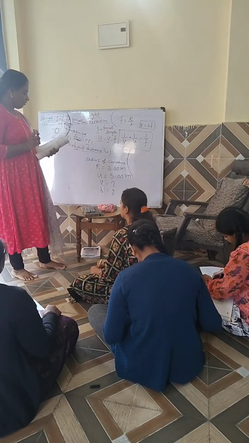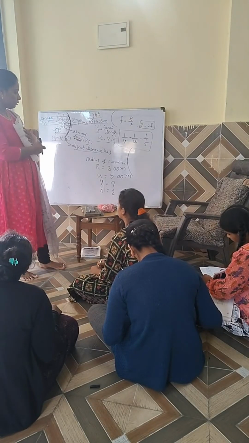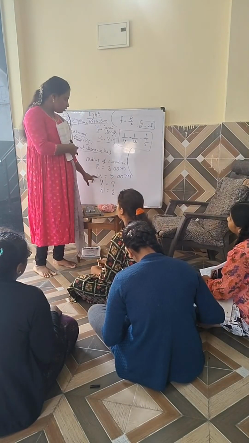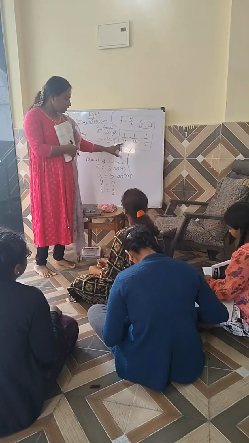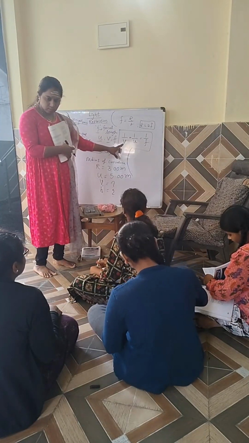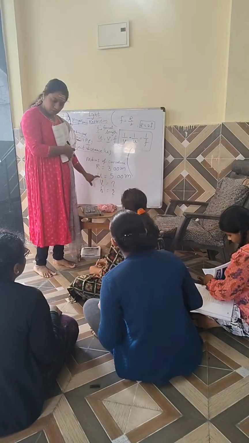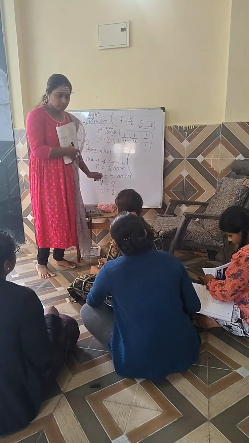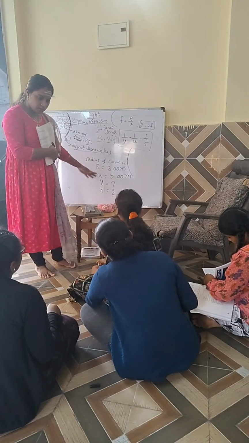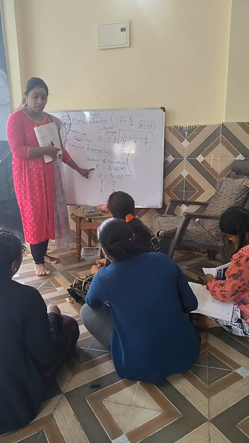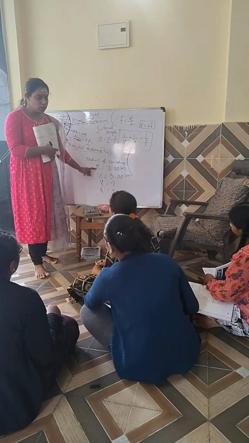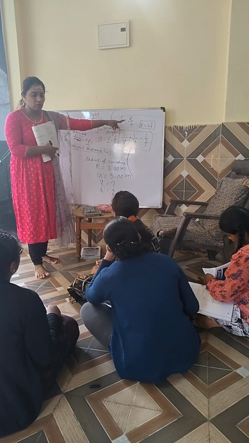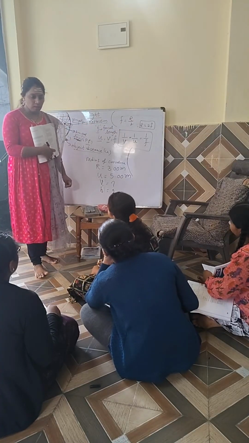We know the formula. They have given only u, and V we should find out. F they have not given, but they have given R. If you know the R, you can find out F, no? There is a formula, you can find out F.